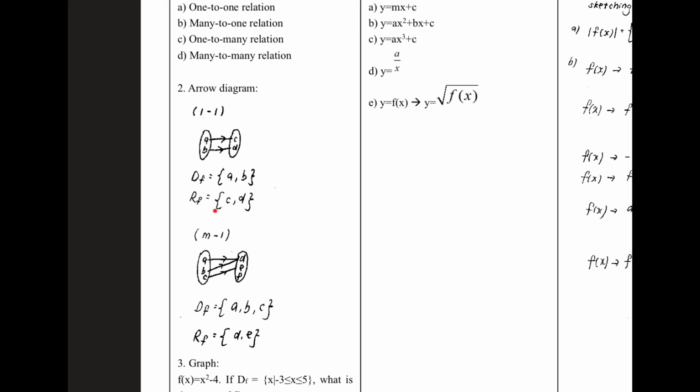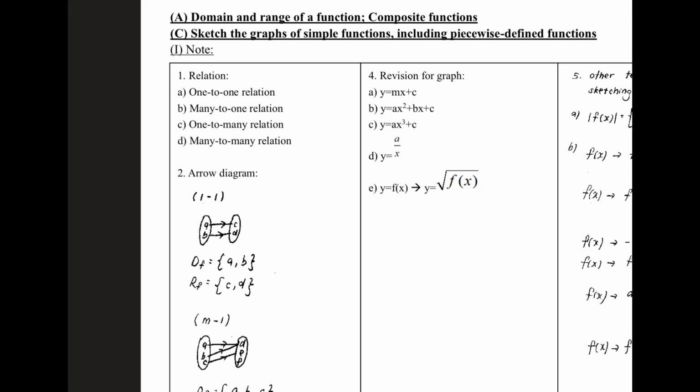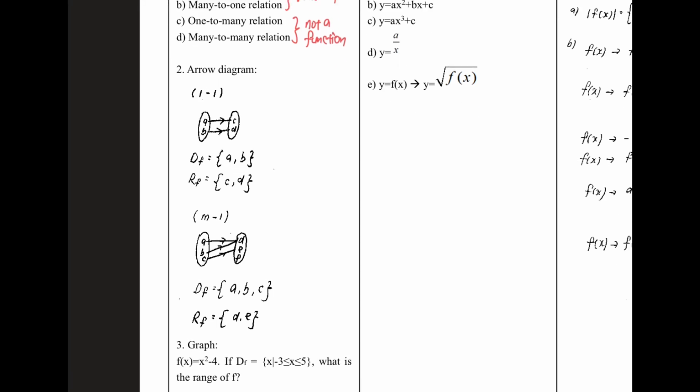Okay, so we have one-to-one relation and many-to-one relations. We need to know at the same time, one-to-one relation and many-to-one relation are functions. Okay, so let me write it down over here. One-to-one relations and many-to-one relation, they are functions. One-to-many relation and many-to-many relation, they are not a function. Okay, so let's move on.